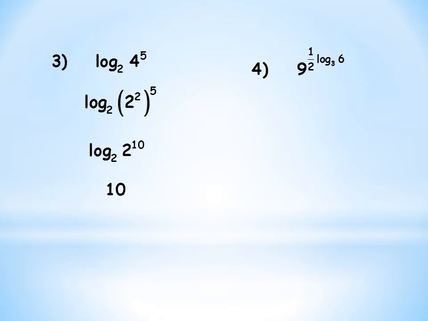9 raised to the 1/2 log base 3 of 6. Once again, I know if this base and this base were exactly the same, it would evaluate to whatever this number is. But if I look at 9 to the 1/2, I recognize, isn't that really just 3? So 3 raised to log base 3 of 6, now I know that that's just 6.